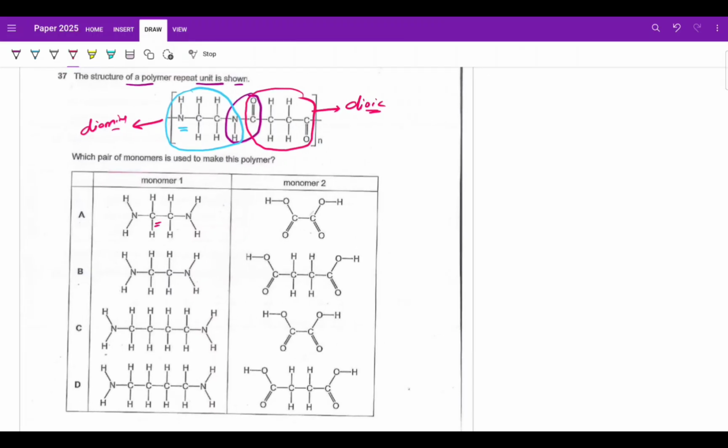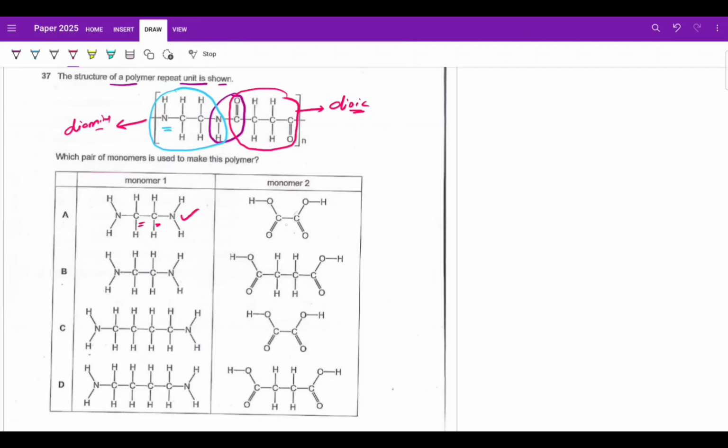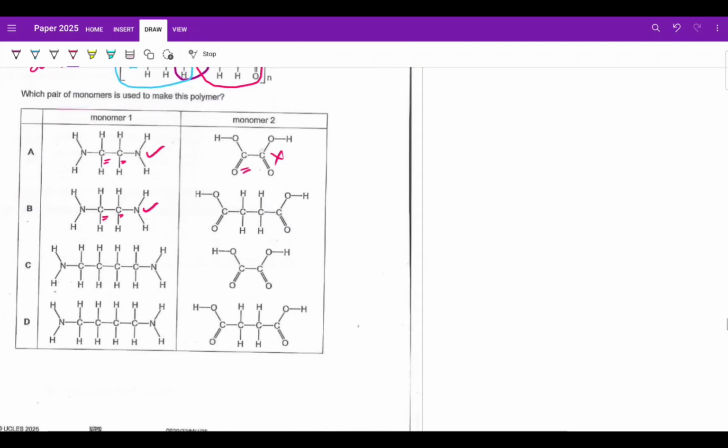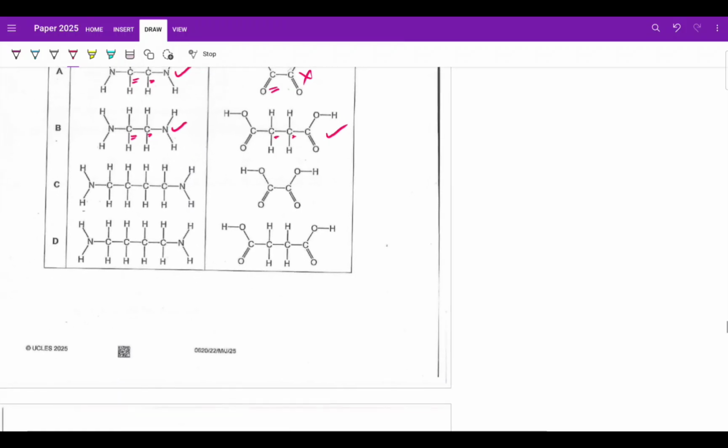It's two carbon atoms and 2 amine groups. This could be the correct option. 2 carbon atoms and 2 COOH groups. No, wrong, it's only 2 COOH groups. 2 carbon atoms and 2 NH2 groups, correct. 2 carbon atoms and 2 COOH groups, correct. Therefore, option B could be the correct one.